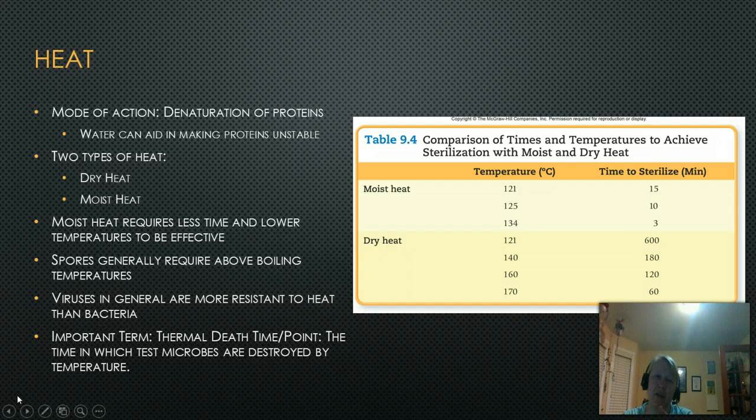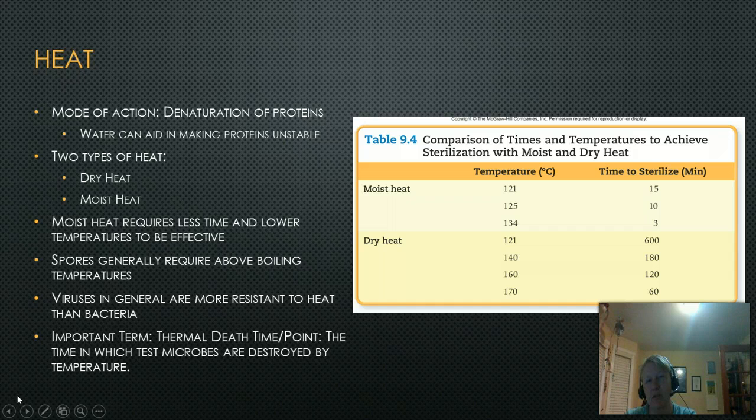And one of the things about it is when we talk about moist heat versus dry heat is that water actually makes the proteins more unstable, which means that you can use moist heat for less time at lower temperatures and have the same effect as dry heat at higher temperatures for much longer times. So that's why, like when you see the autoclaves or things like that, we tend to use moist heat because it is more effective at shorter periods of time.